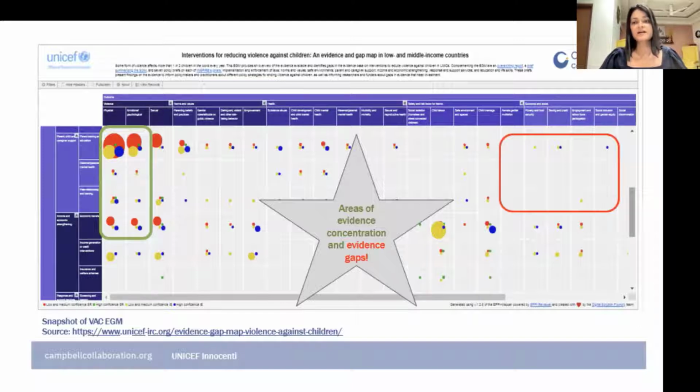Like I mentioned earlier, they help us identify areas of evidence concentration, which you can see here highlighted in green. They also help us identify areas of evidence gaps, which you can see here highlighted in red. This is a snapshot from an evidence and gap map on violence against children, which was funded by UNICEF and Ochenti, and I was one of the co-authors for this.